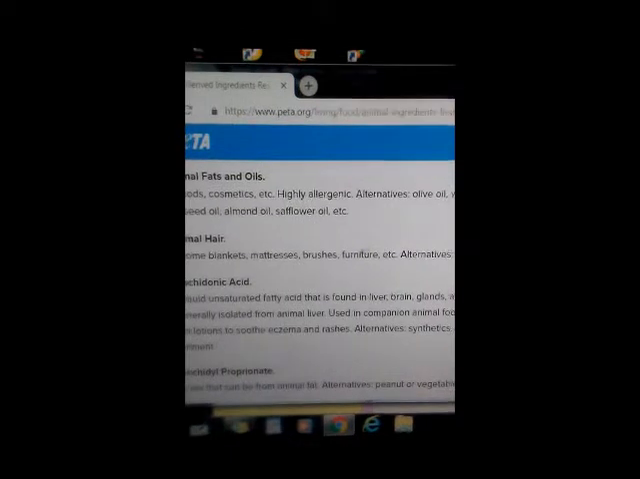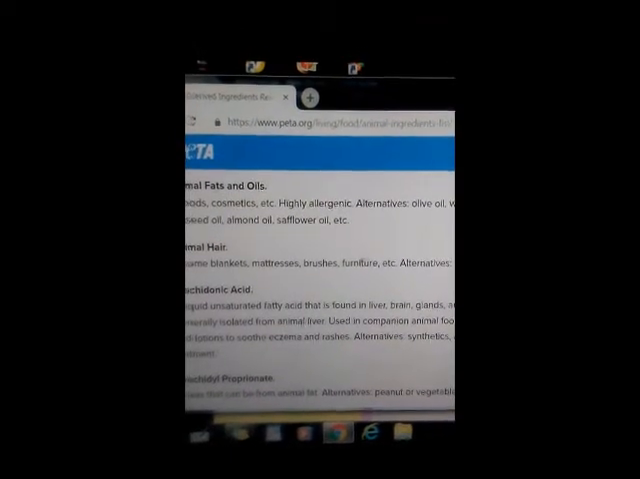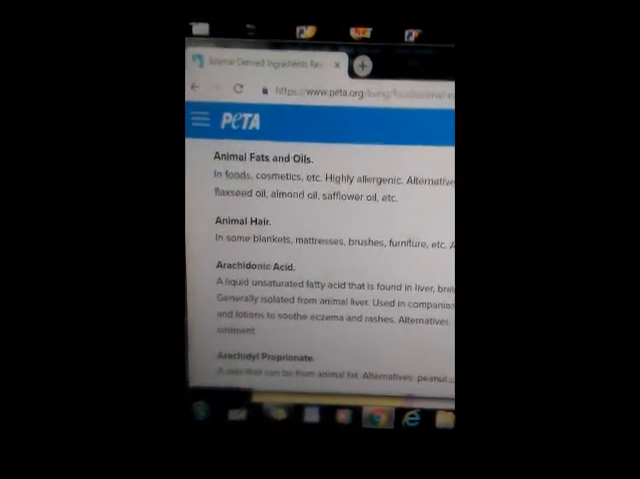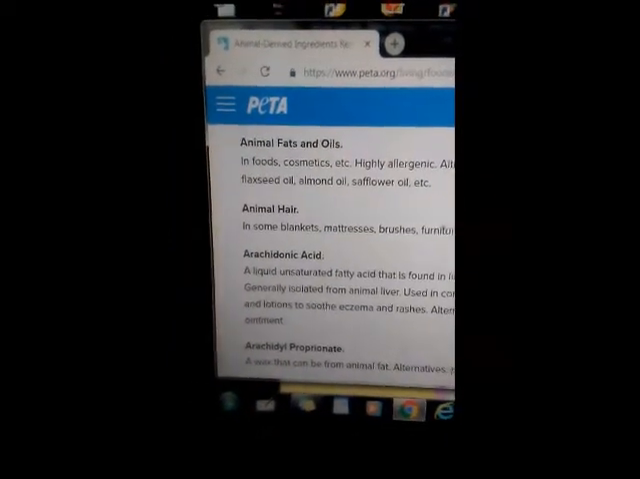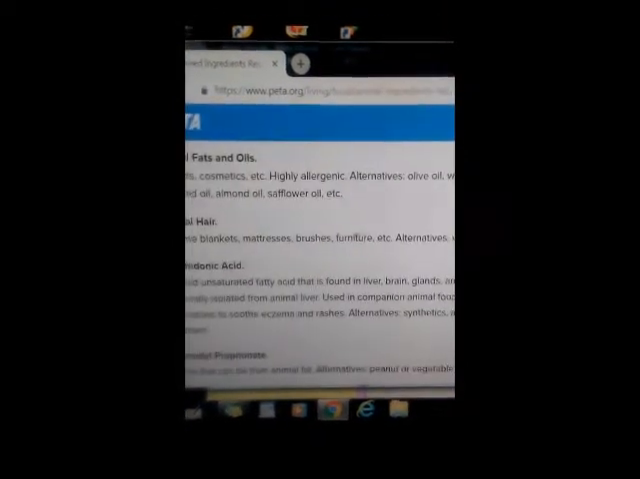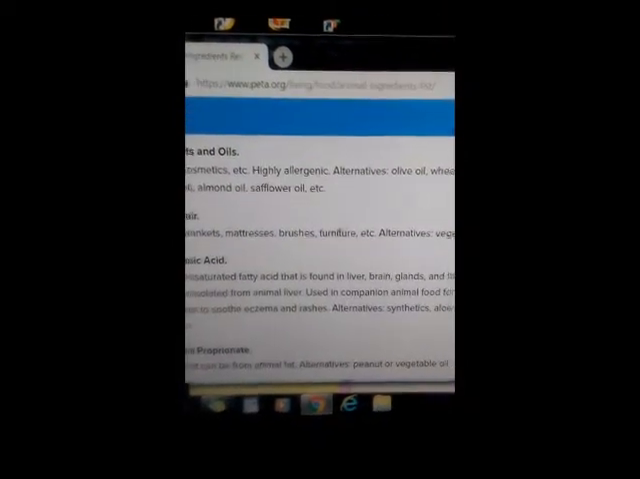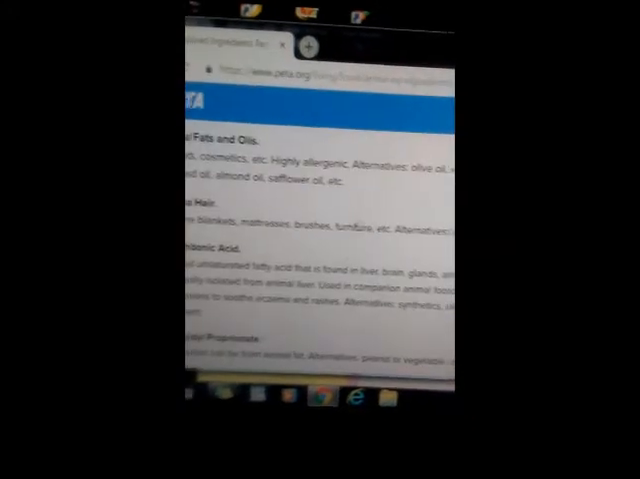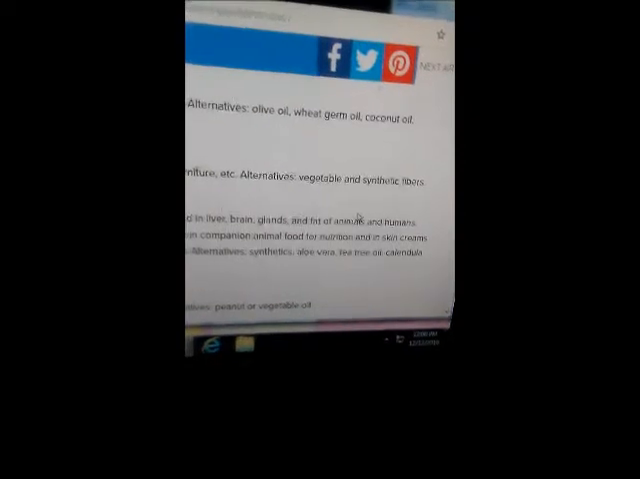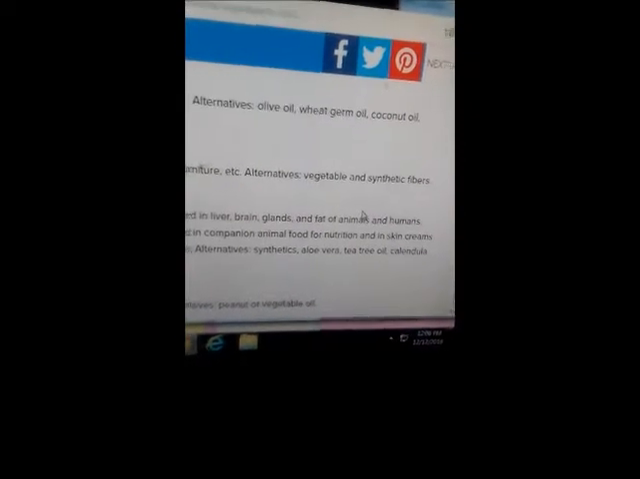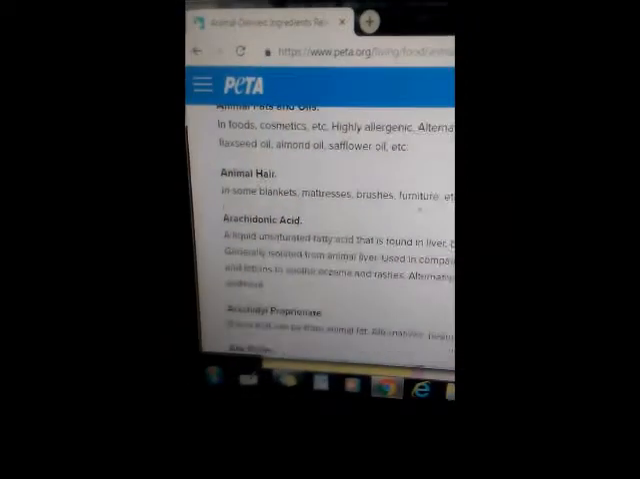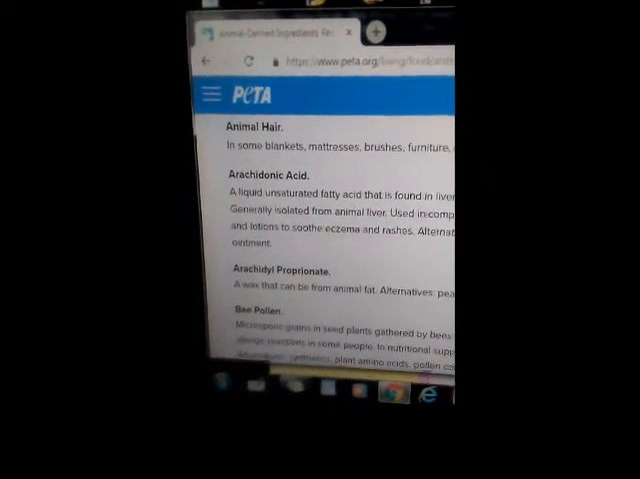In foods, in cosmetics, etc., highly allergenic. Alternatives are olive oil, wheat germ oil, coconut oil, flaxseed oil, almond oil, safflower, etc. Okay, you got animal hair in some blankets, mattresses, brushes, furniture, etc. Alternatives would be vegetable. I'm not going to say synthetic fiber. Well, I'll say synthetic fibers, but to put on your body, I wouldn't recommend synthetic fibers in your body or on your body. But they may be used for other reasons. That's just my opinion on that one.